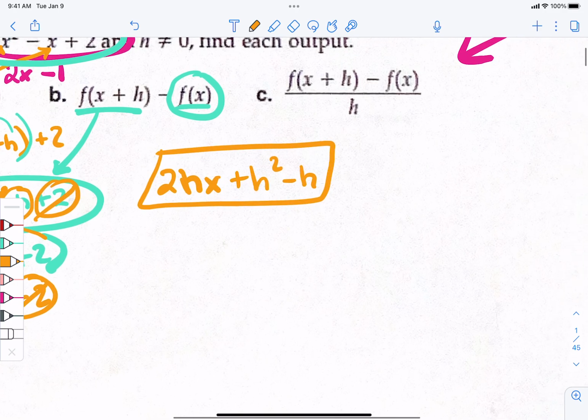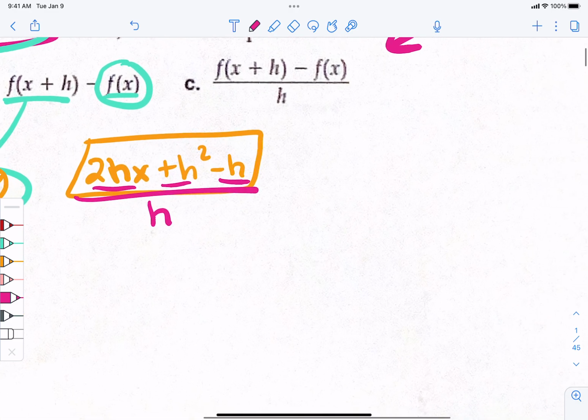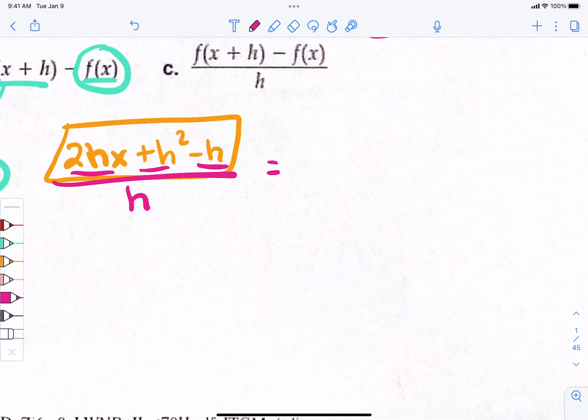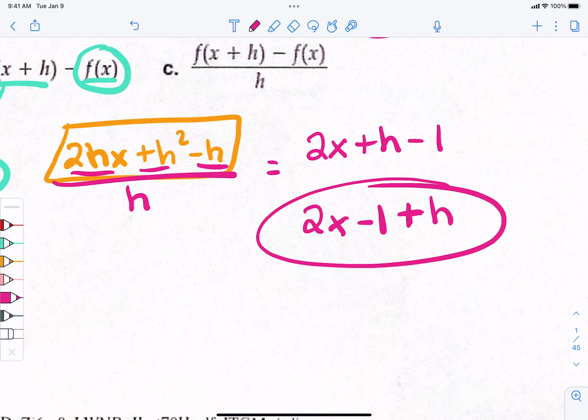Happy with that? All right, now the last piece says, take that all and let's divide by h. So each one of these three pieces has an h in it, correct? So let's just take an h out of all three pieces. On the top, all that's left over is 2x plus h minus 1. Now I'm going to switch that around and call it 2x minus 1 plus h. I'm going to put the plus h on the bottom. Now this is our difference quotient.